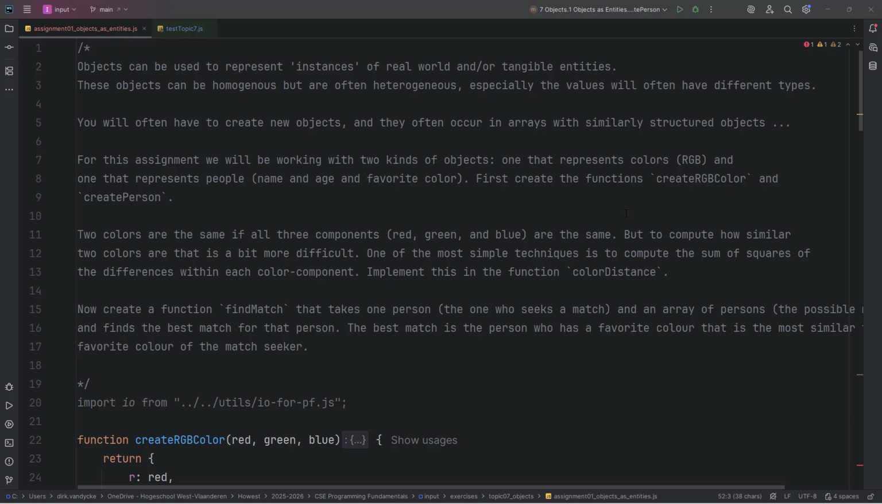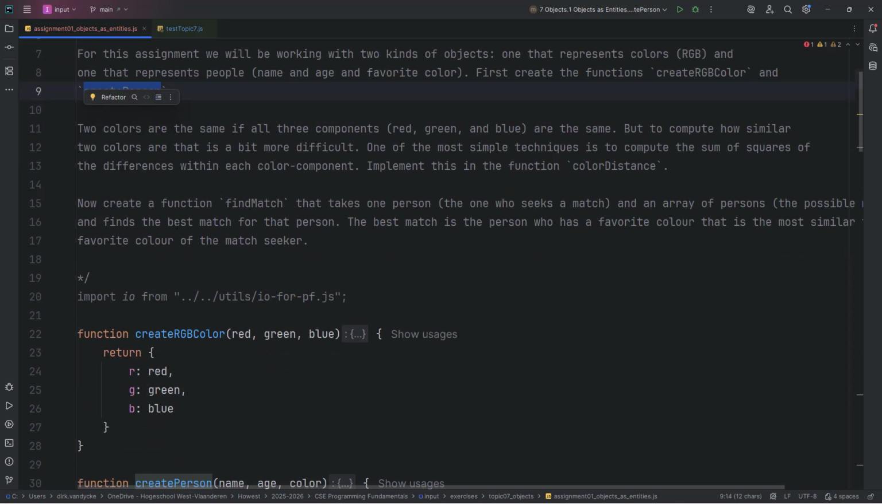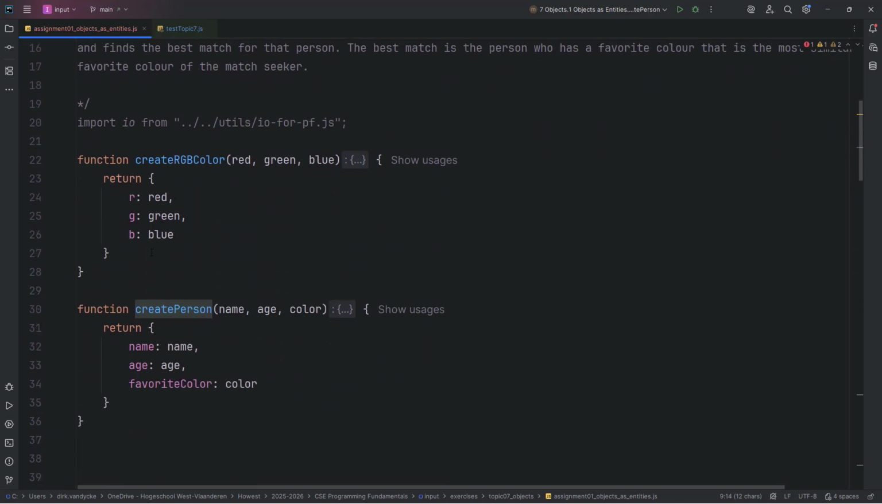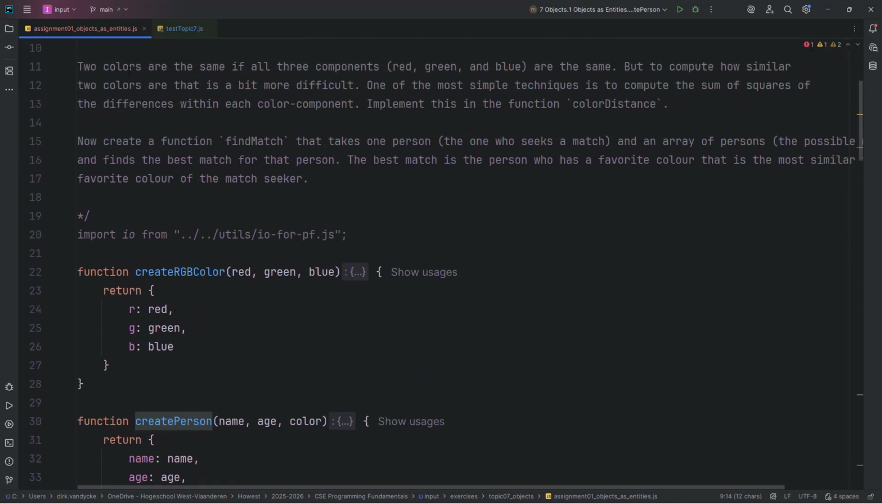We created in the first video two create functions, one to create RGB colors and one to create person objects. So they went like this, and now we're being asked to calculate the distance between two colors. If they're the same, of course, we're going to call them the same color and give them a distance of 0. So how similar are two colors?